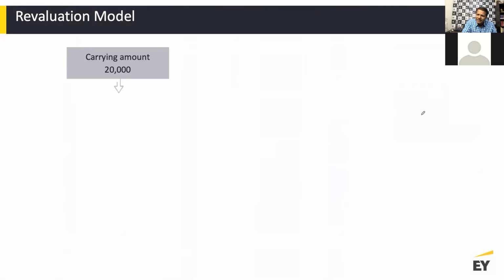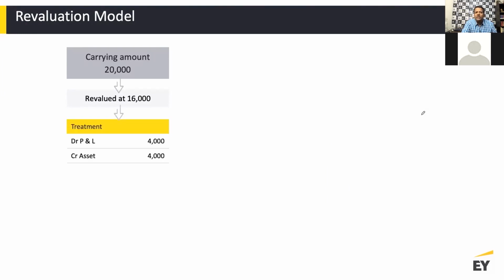Now we will try and understand this increase or decrease business with the help of this example. So let's say the carrying amount here is 20,000 and you have to revalue this at 16,000. That means there is a downward revision in the value of the asset. So this 4,000 will be debited to profit and loss account and my asset value will go down by 4,000. Now let's say it is further revalued to 13,000. So I was at 16,000. I further reduce the value to 13,000.